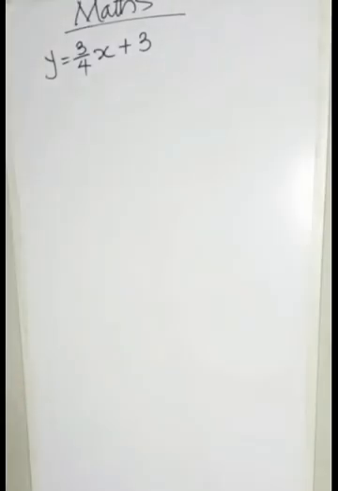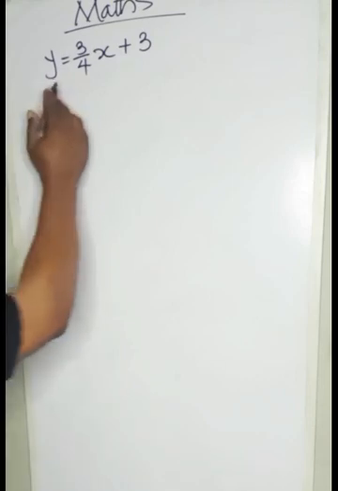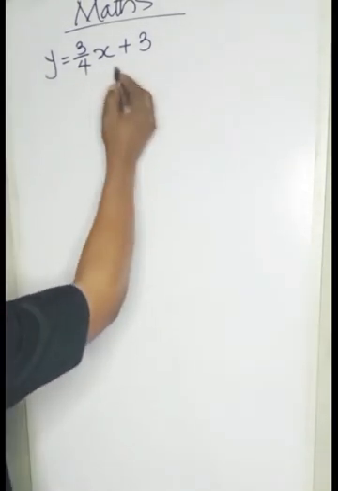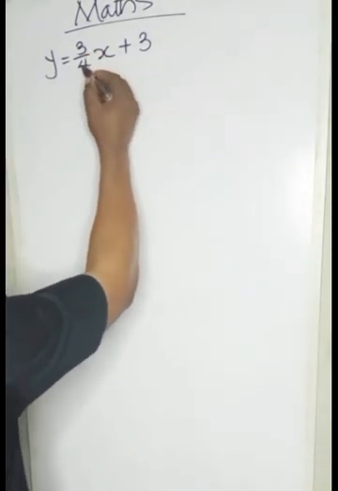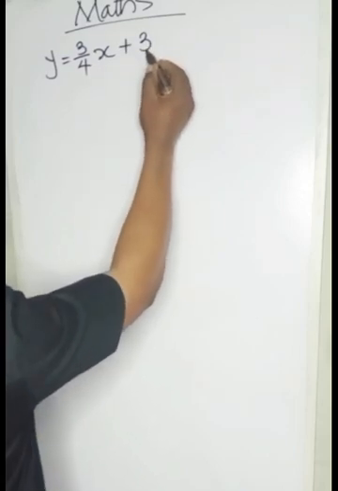Now, the objective behind this lesson is to make sure that every student understands or sees the equation of a straight line at first sight and understands every single term and the meaning of everything in the equation of a straight line. So we have a y here, and y equals 3 over 4x plus 3.